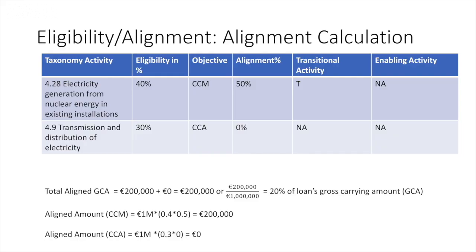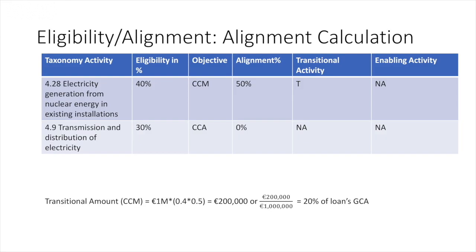Company C reports in the EU taxonomy disclosures that 50% of the revenue that comes from its nuclear energy business is aligned with technical screening criteria of the EU taxonomy under climate change mitigation objective. None of the revenue from electricity distribution business is aligned. Given this, only 20% of the loan is taxonomy aligned. This means that the bank loan only finances 20% of taxonomy aligned revenue of company C. Therefore, this loan is 20% taxonomy aligned.